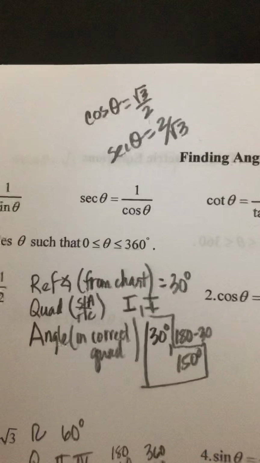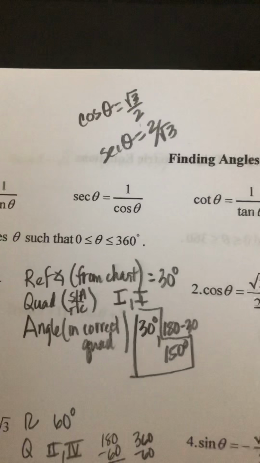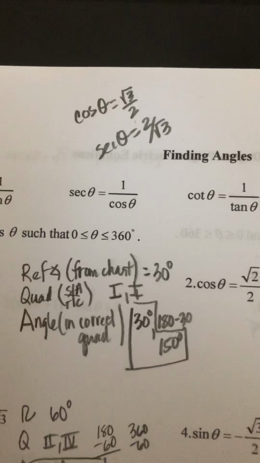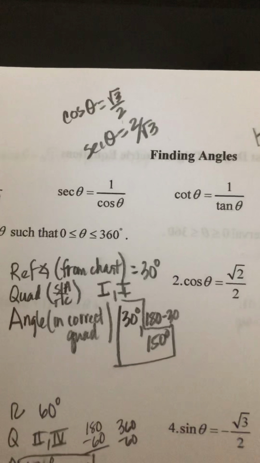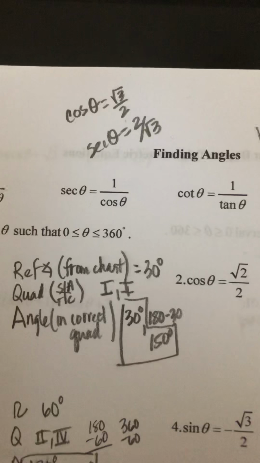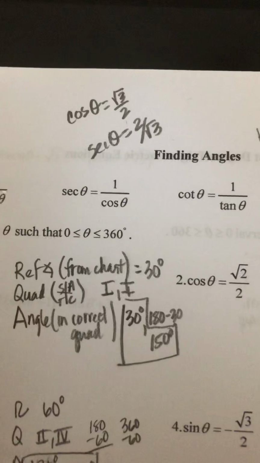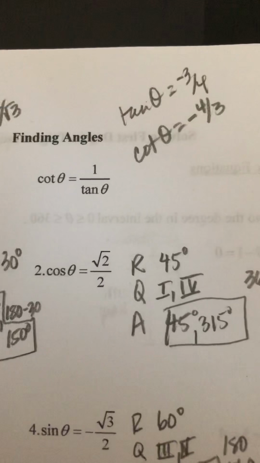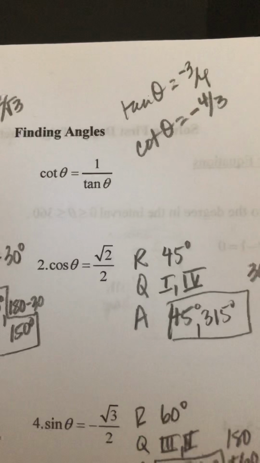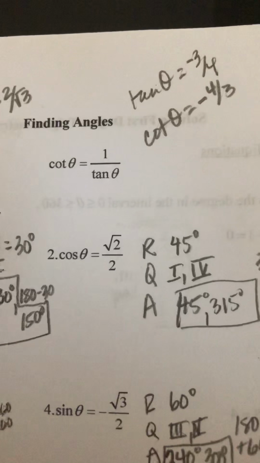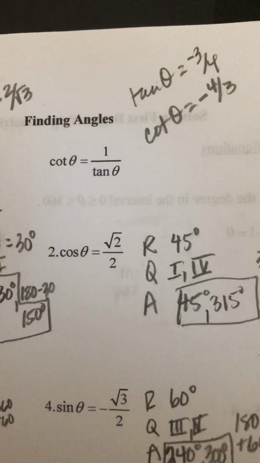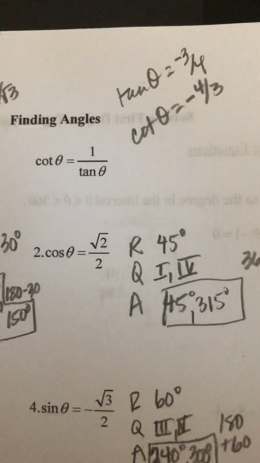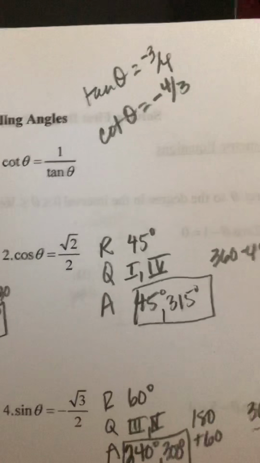Secant is the reciprocal of cosine. So what that means is if we know the value of cosine is rad 3 over 2, then we know the value of secant is 2 over rad 3, which if we want, we could rationalize and make it 2 rad 3 over 3. Cotangent is the reciprocal of tangent. So if we know the tangent is negative 3/4, then we know the cotan is negative 4 over 3. And vice versa. Maybe we'll know the cotan is negative 4 over 3. That means we know the tan is negative 3 over 4.